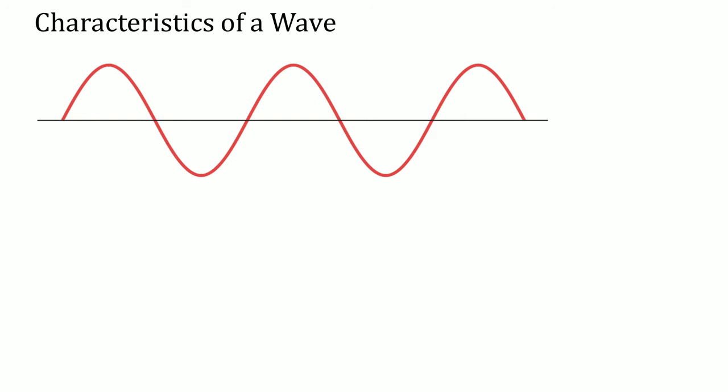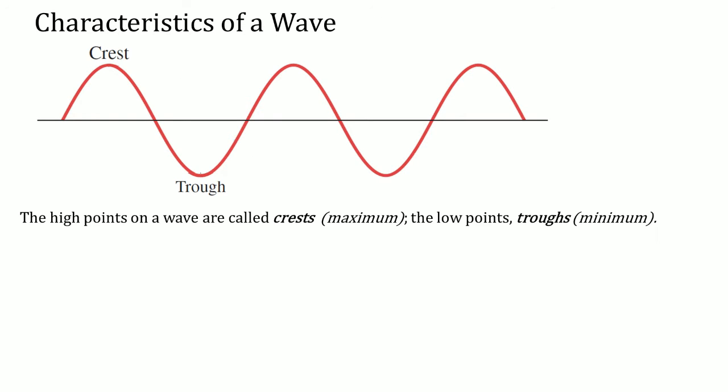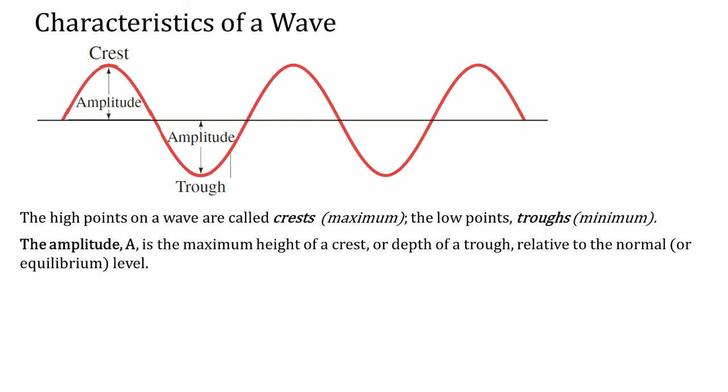Let's take a look at the characteristics of a standing wave here. The highest point on the waves is called the crest, also referred to as your maximum in math. The lowest point is called a trough, which is going to be your minimum value on the graph. The amplitude is going to be the distance from the equilibrium to the crest, or from the equilibrium to the trough. Okay, it is relative to the equilibrium level. So the amplitude is how high the crest can go or how low the trough can go. It is the distance away from equilibrium.